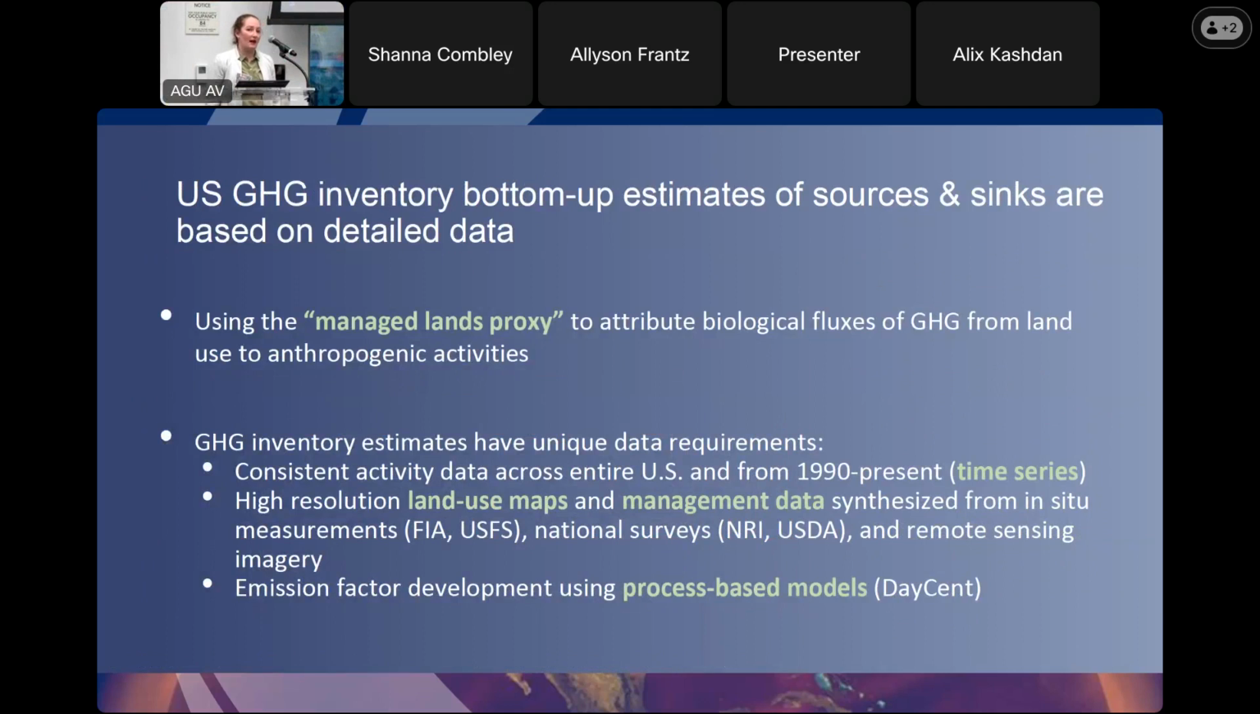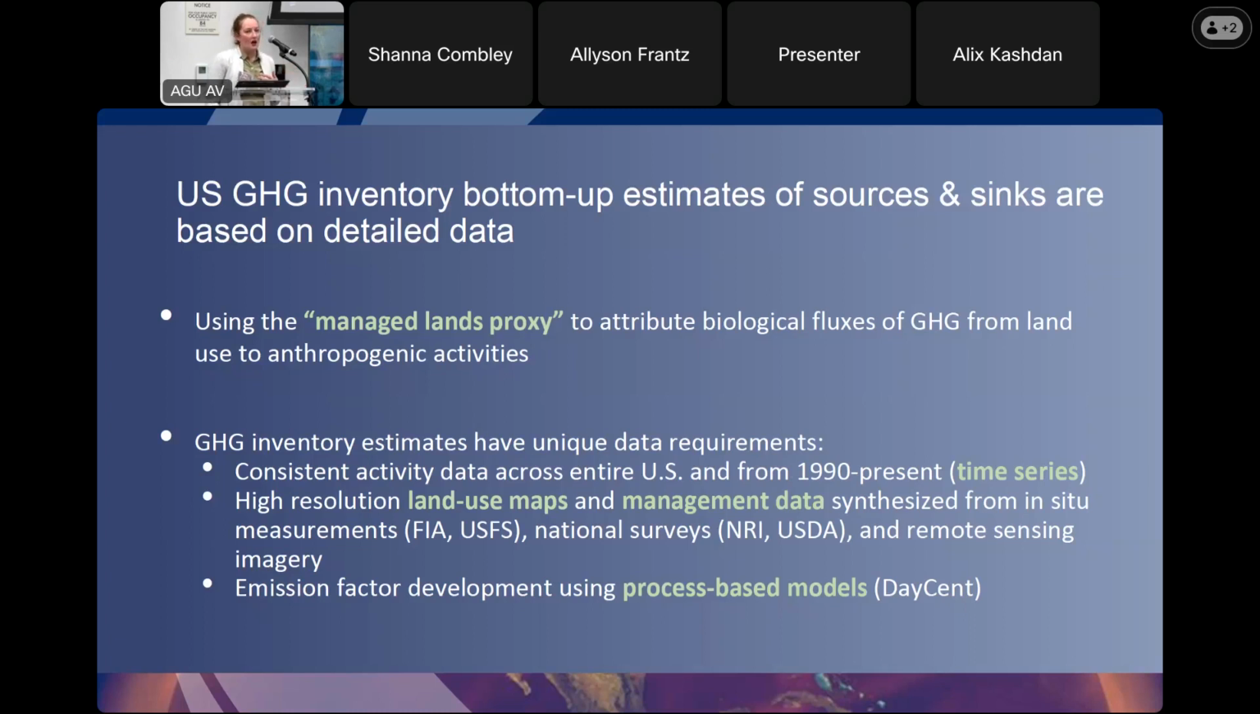So the bottom-up estimates of sources and sinks do include these natural sources of emissions in our inventory of anthropogenic emissions through the managed lands proxy. This is a framework established by the IPCC and used in the UN Framework Convention on Climate Change in these international reports that basically acknowledges that our human management decisions on lands, whether fire suppression, forest resource management strategies, or agricultural strategies, do have an impact on these fluxes of greenhouse gas emissions, changing the magnitude or even the direction of emissions and removals of greenhouse gases from land.